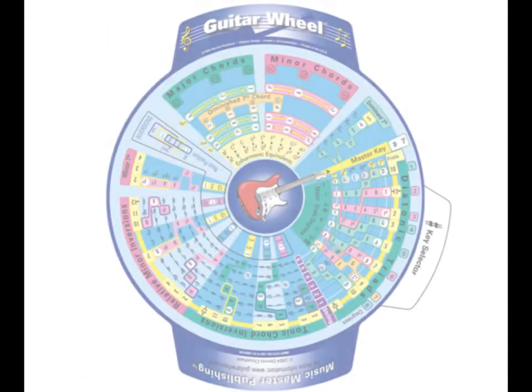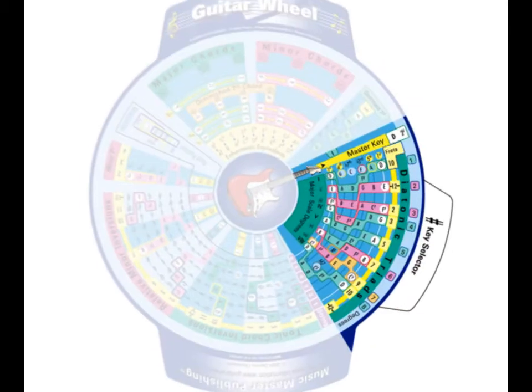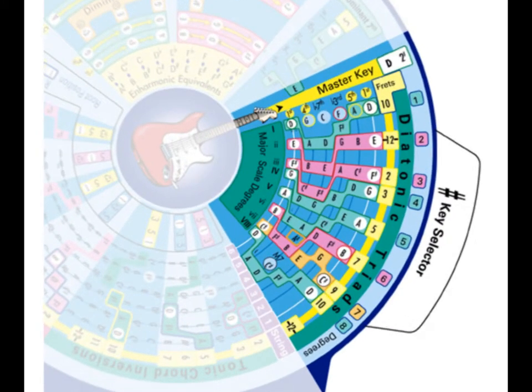I'd like to talk to you about the key of D major, a little bit of theory, and I'd like to use the guitar wheel to demonstrate this. So let's zoom on in and look at the master key area. This tells us the key of D has 2 sharps in the key. By moving to the outer edge, these numbers here represent the degree of the scale, and they work hand in hand with these notes in the white area. D would represent the first degree of the scale, E would be the second degree, and so on. And these numbers here in the yellow are the frets.